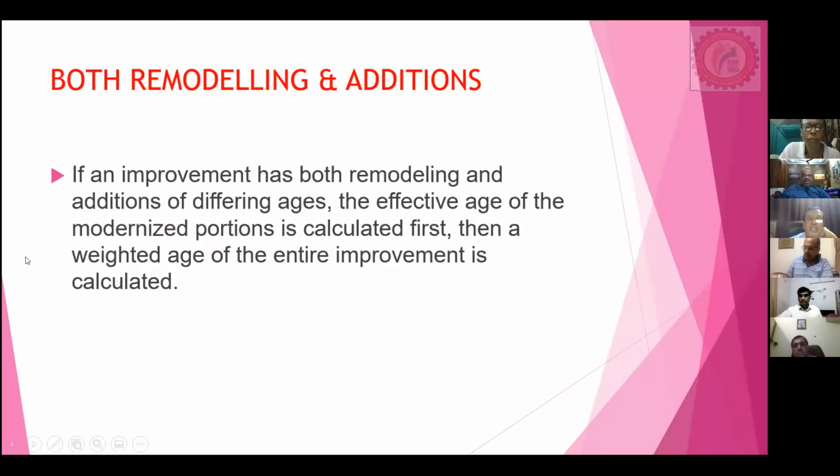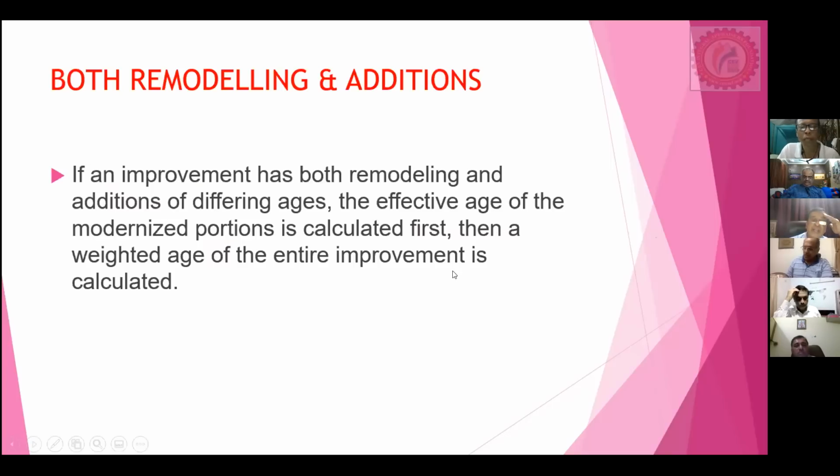If it is only additions, I can use one method. Otherwise, if it is only percentage, I can use that method. But if there is a combination of both, where additions and alterations, meaning renovation, are both there, what is to be done?